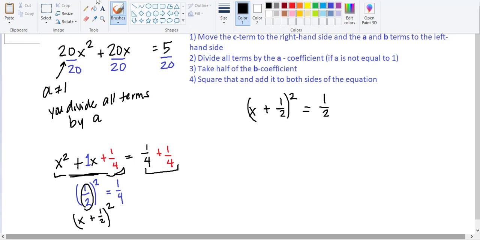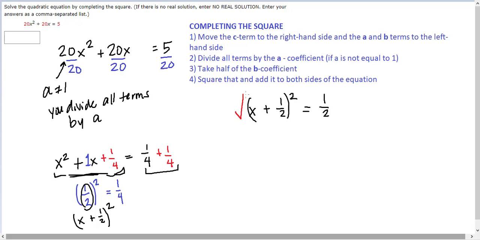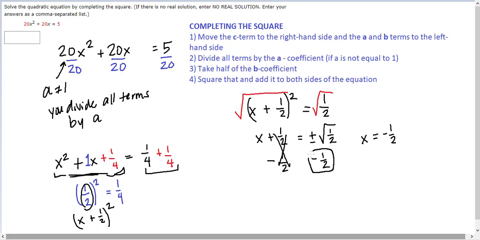And now we take the square root of both sides, which is the whole point of completing the square, so you can get a square root method problem. The square root of x plus 1/2 squared is simply x plus 1/2. And then on the right hand side we have the square root of 1/2. So we're going to call that plus or minus the square root of 1/2. We'll just leave it as 1/2 for now. And then we subtract 1/2 from both sides. And so we are left with x equals negative 1/2 plus or minus the square root of 1/2.